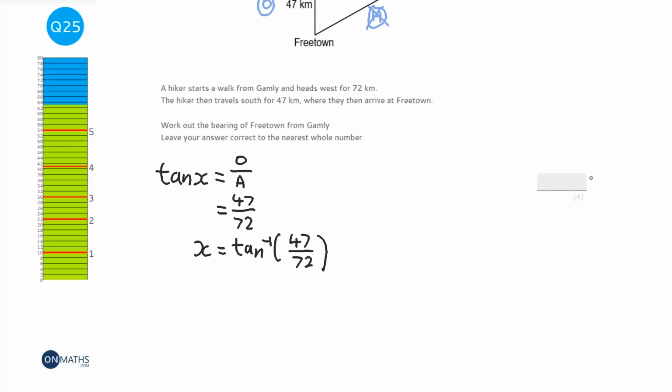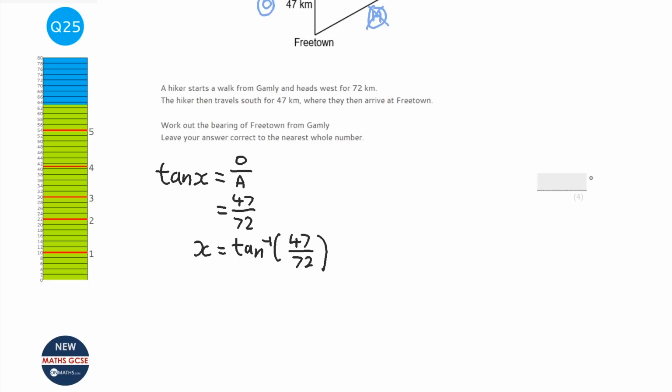Okay, let's just scroll down. So on the calculator you want to click shift or the equivalent on your calculator and then tan, and then you press the fraction button, 47, and go down, 72. Just don't forget to close the brackets. Every time you click tan or inverse tan, it opens the set brackets. Just make sure you shut them.